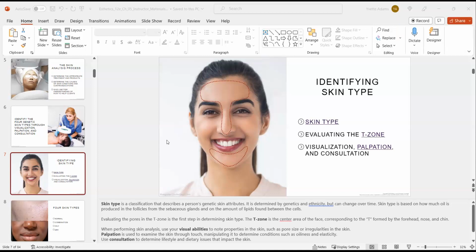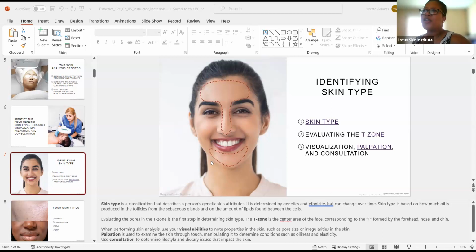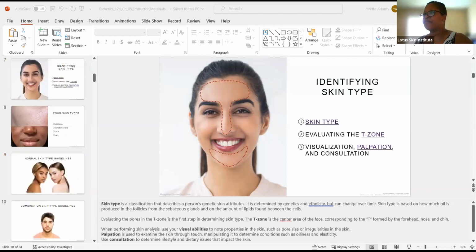Oh, normal is the one I forgot. And we always forget about normal. So your 4 skin types are normal, combination, oily, or dry. Oily means they just have an oily face all over. Dry means it's dry all over. Combination means in the T-zone and the chin area, they're oily, and on the cheeks, they're dry.